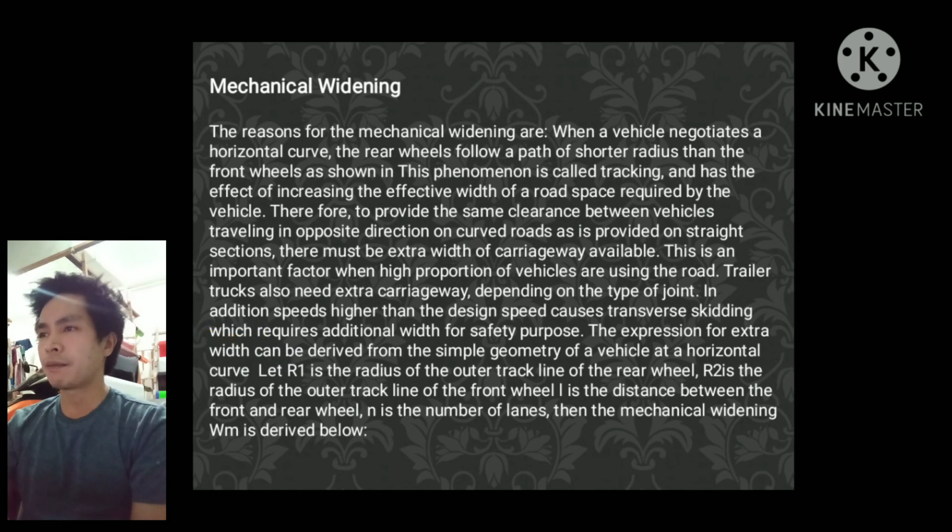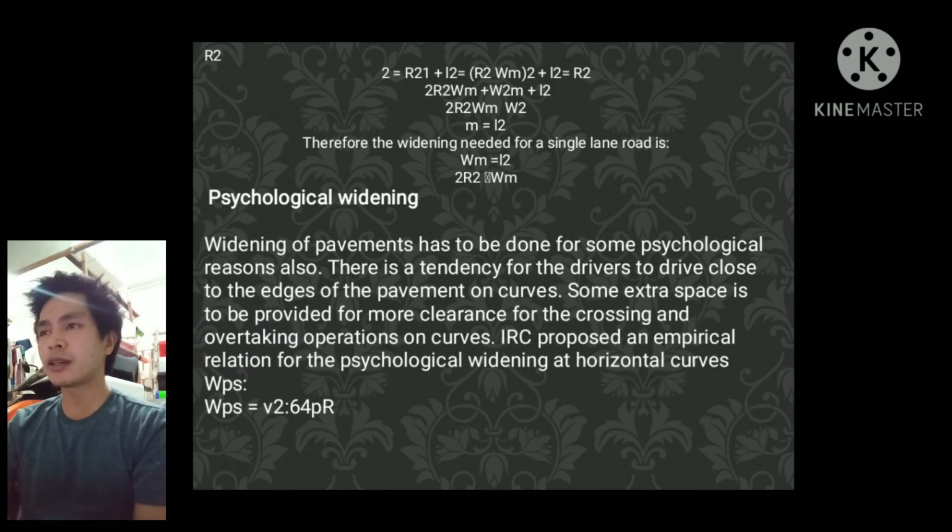R1 squared equals R2 squared minus l squared. R2 minus Wm all squared plus l squared equals R2 squared. R2 squared minus 2 R2 Wm plus Wm squared plus l squared equals R2 squared. 2 R2 Wm minus Wm squared equals l squared. Therefore, the widening needed for a single lane road is Wm equals l squared by 2 R2.